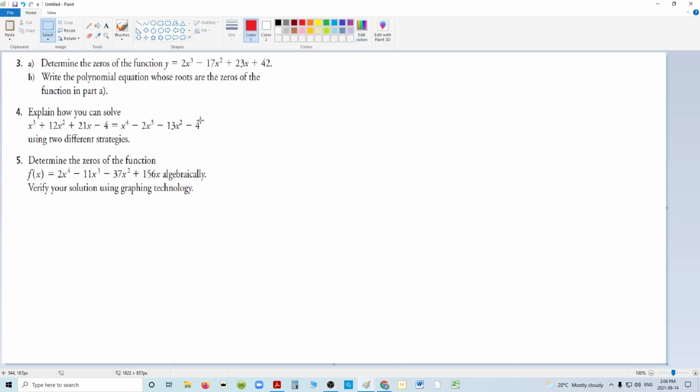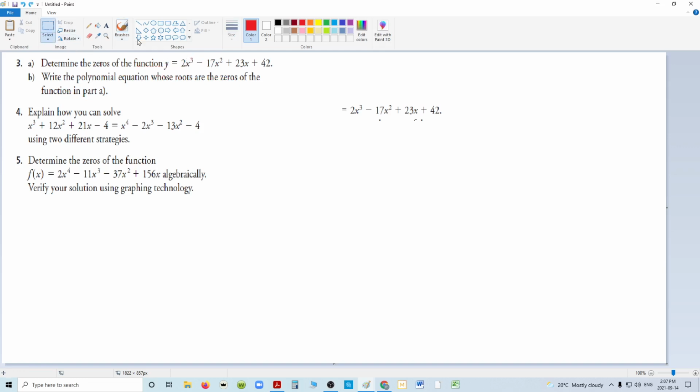Okay, we're going to continue, and they just want you to practice some more factoring by grouping and various other methods. Sometimes you can notice patterns, sometimes you can't. Write the polynomial equation whose roots are the zeros of the part 1 and part A.